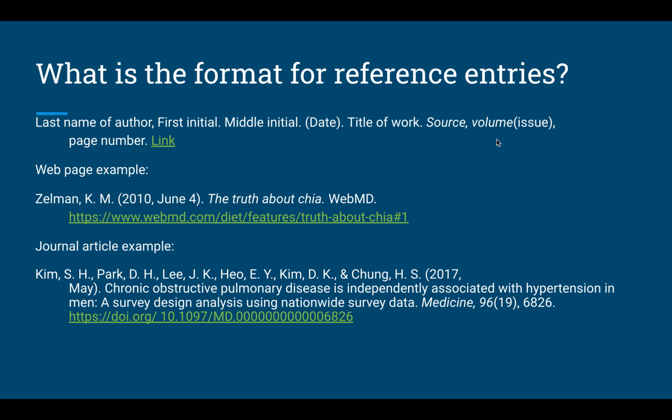Then a source, volume if there is one, issue if there is one, page number if there is one, and then a link. And it depends on the type of source. So for example, here's a web page in the reference entry. Here's a journal article in the reference entry.